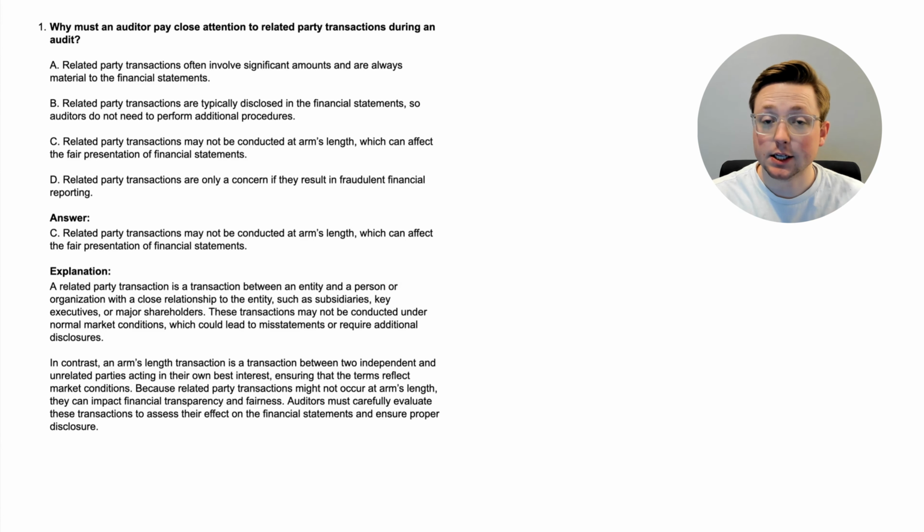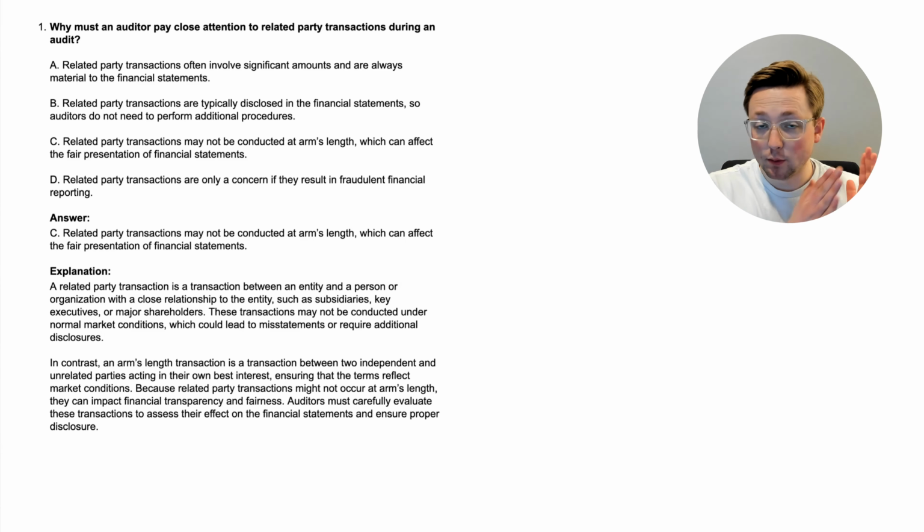A related party transaction is a transaction between an entity and a person or organization with a close relationship to the entity, such as subsidiaries, key executives, or major shareholders. These transactions may not be conducted under normal market conditions, which could lead to misstatements or require additional disclosures. In contrast, an arm's length transaction, and you might have heard that phrase before, is a transaction between two independent and unrelated parties acting in their own best interest, ensuring that the terms reflect market conditions. It's basically a normal transaction. Because related party transactions might not occur at arm's length, they can impact financial transparency and fairness. Auditors must carefully evaluate these transactions to assess their effect on the financial statements and ensure proper disclosure.